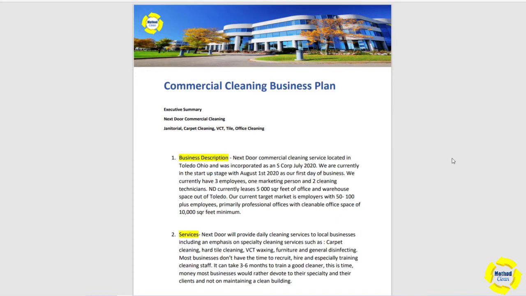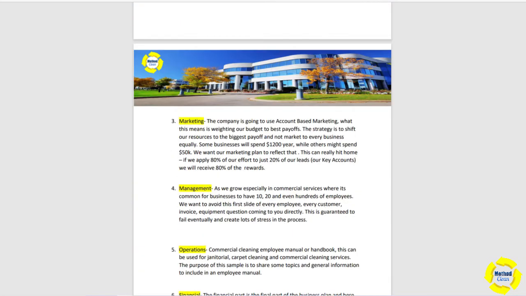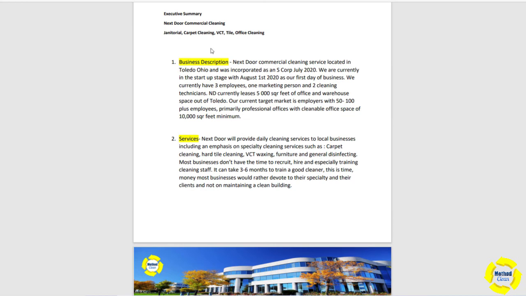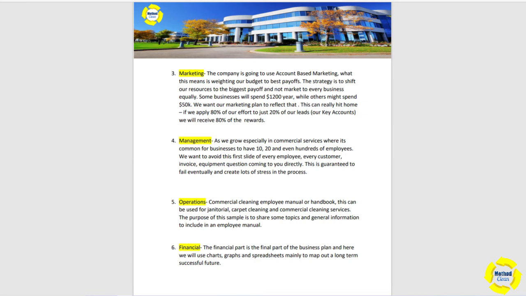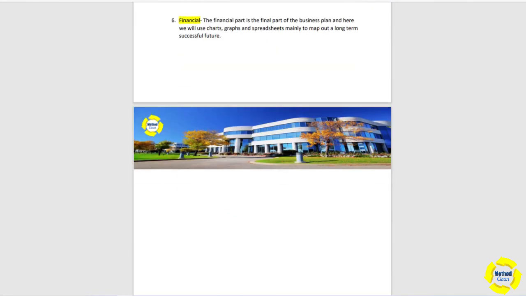So to get started, the six sections that we are going to cover are the business description. These are our overview, what services we're going to provide, marketing, management, operations, and the fun part, financial.